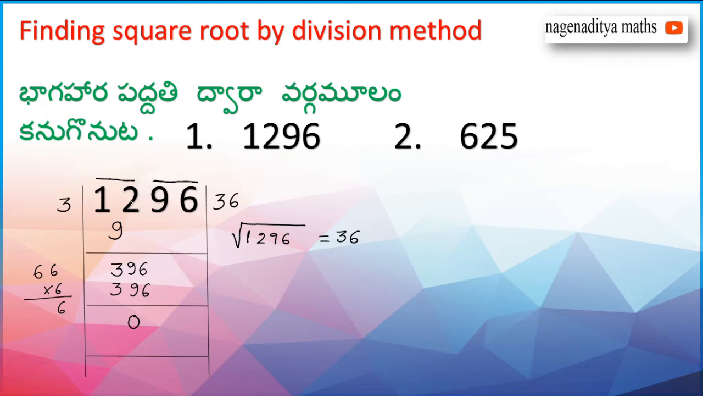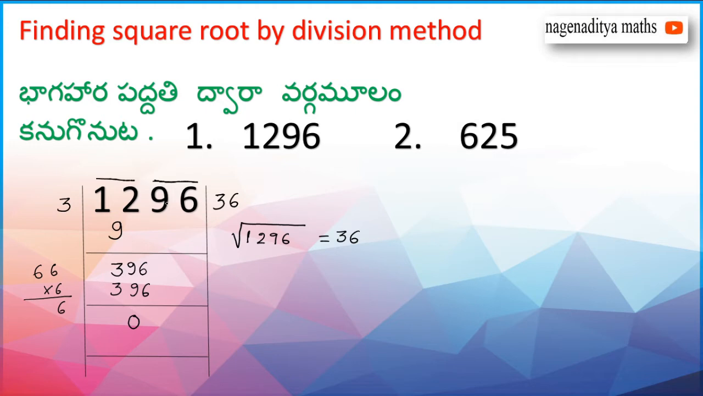Now we have to read the table like this: 1 1s are 1, 2 2s are 4, 3 3s are 9, 4 4s are 16. Whenever we reach near the number or exactly the number, we have to stop there. 16 is greater than 12, so we stop at 3 3s are 9, and we write 9 here. If we subtract 9 from 12 we will get 3.